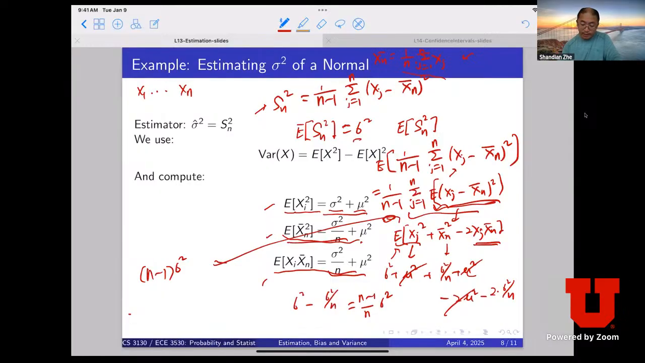And from this, we can see why when we choose sample variance, we divide the summation of the squares by n minus 1 rather than by n. This is just to cancel out the factor here and to ensure we get an unbiased estimator. Question? Okay, let's rest for a few minutes and then continue.